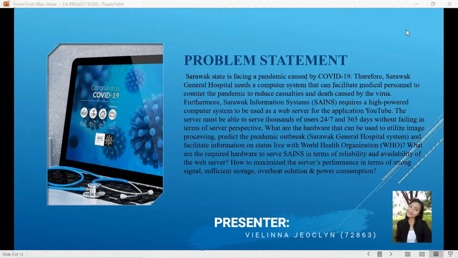The problem is, what are the hardware that can be used to utilize image processing, predict the pandemic outbreak for the Sarawak General Hospital system, and facilitate information on live status with the World Health Organization (WHO)? What are the required hardware to serve Science in terms of reliability and availability of the web server? And finally, how to maximize the server's performance in terms of strong signal, sufficient storage, overheat solution, and power consumption.